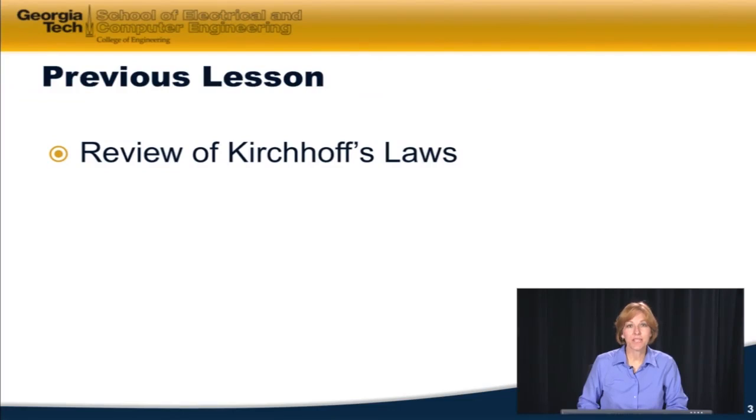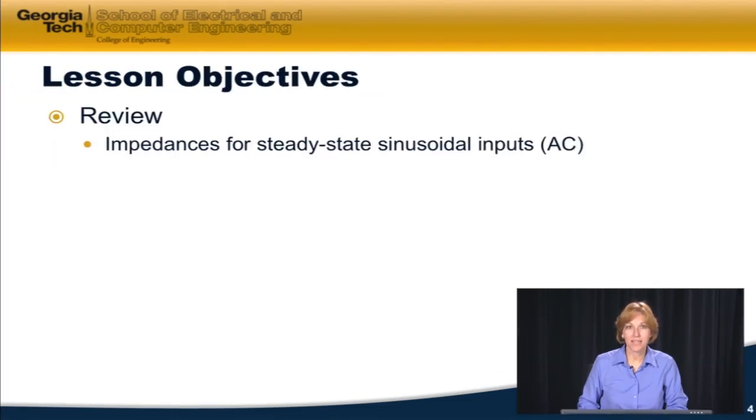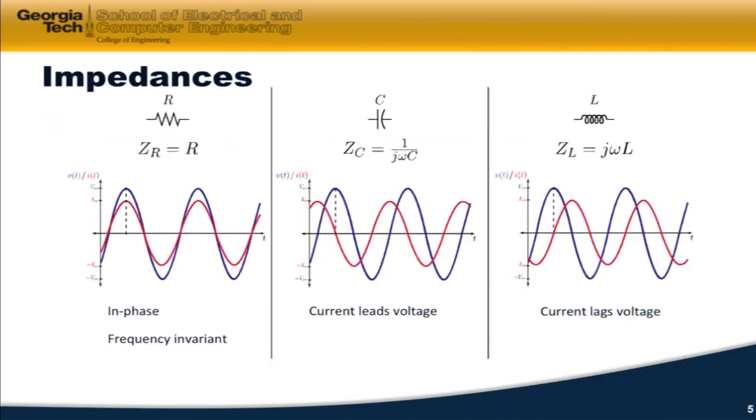In the previous lesson, we did a review of Kirchhoff's laws. In this lesson, we will look at impedances. In particular, impedance is a method that we use for steady-state sinusoidal inputs. In other words, what we call AC, or alternating current inputs. So we're going to define the impedance for our basic elements, an R, a C, and an L.